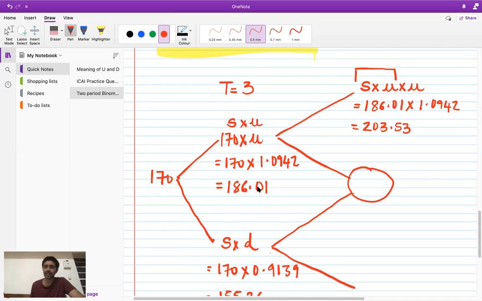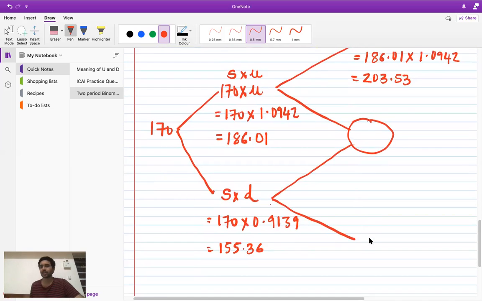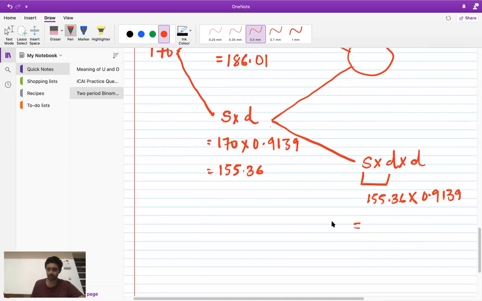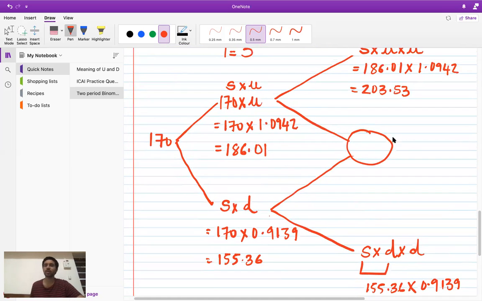Okay, and then let us go to the bottom node. This is going to be S into d again. S into d is nothing but 155.36, which you got over here. And then we are again pushing this share price further downside by multiplying it by 0.9139. Okay, that is equal to 155.36 into 0.9139 is equal to 141.98.